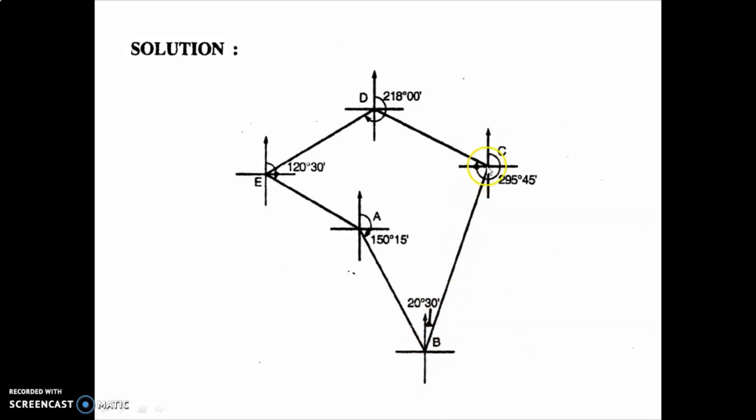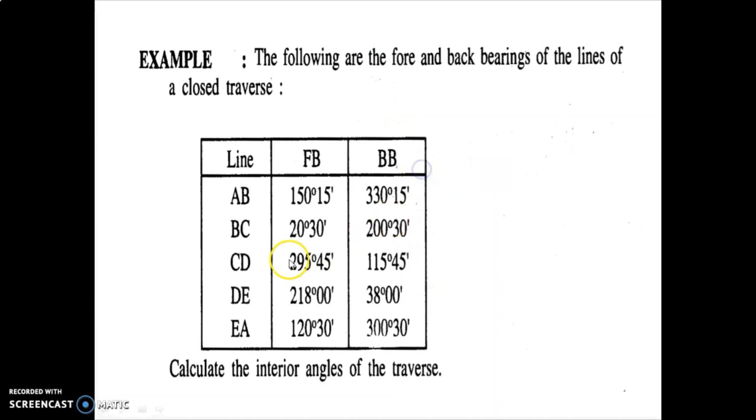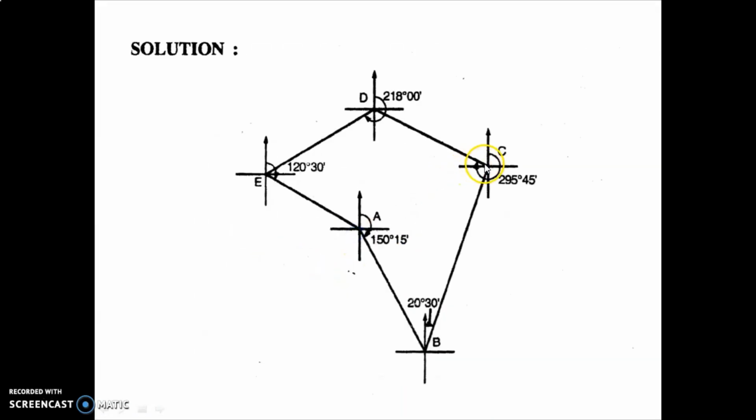Then from C to D, again you have to draw one line. For that I will take the forebearing 295 degree 45 minutes. So you have to draw from here to here. 295 degree 45 minutes means it will be in the fourth quadrant. So like this, you draw one line from here.